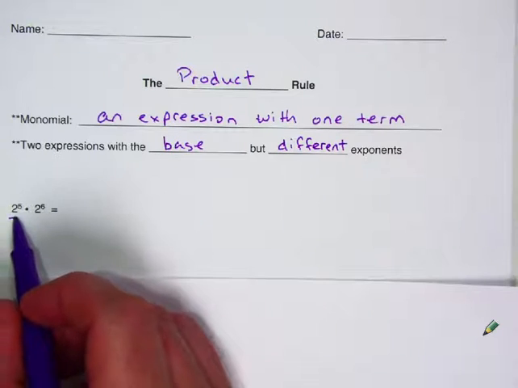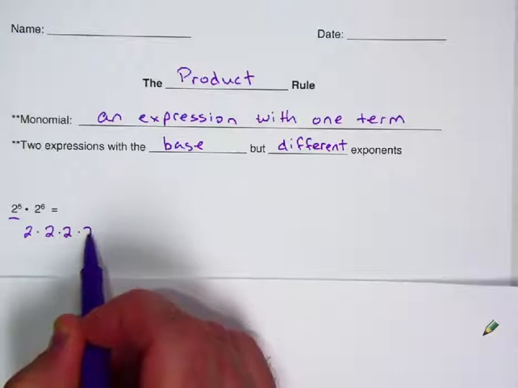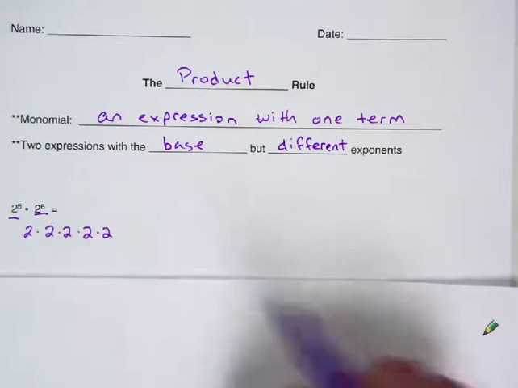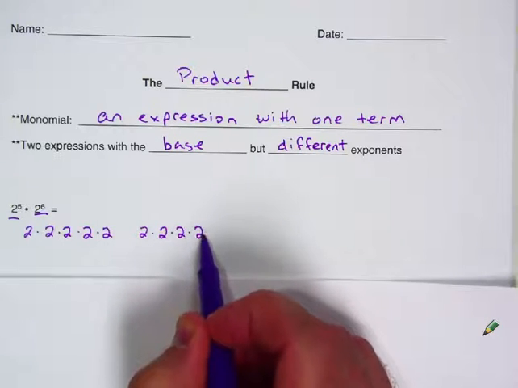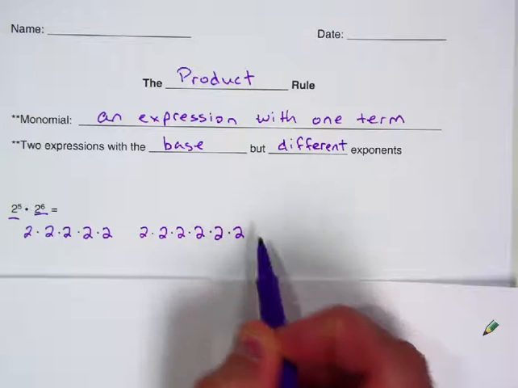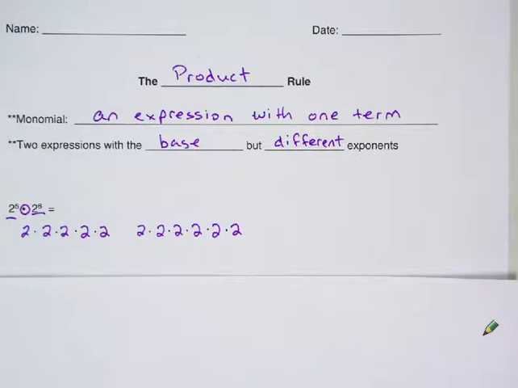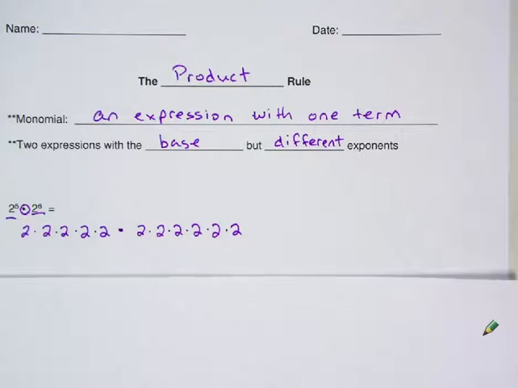So we know that 2 to the 5th means 2 times 2 times 2 times 2 times 2. And we know that 2 to the 6th means 2 times 2 times 2 times 2 times 2 times 2. Notice that there was a multiplication sign between the terms, which means we'd put a multiplication sign between the expanded forms. If you look closely, I just see a whole bunch of 2's being multiplied together.